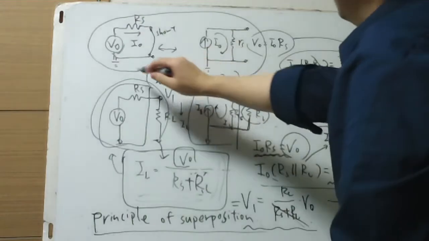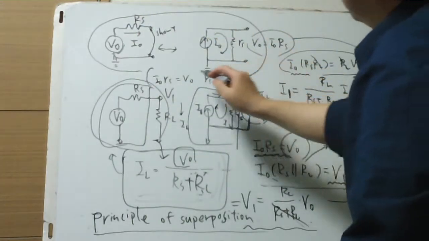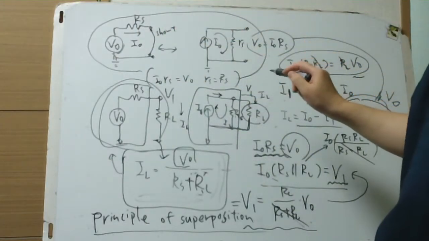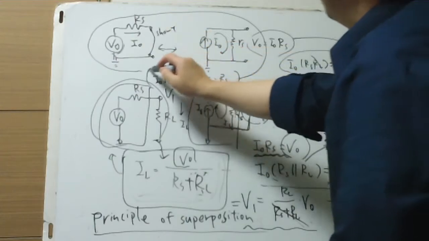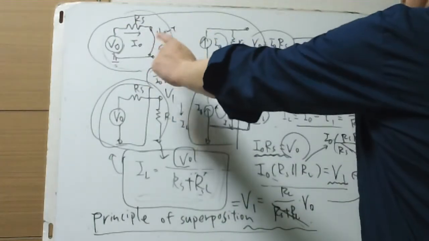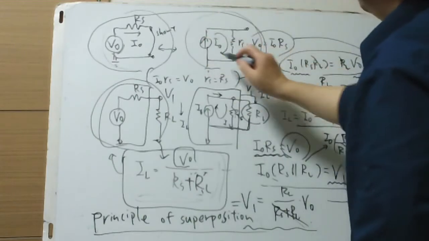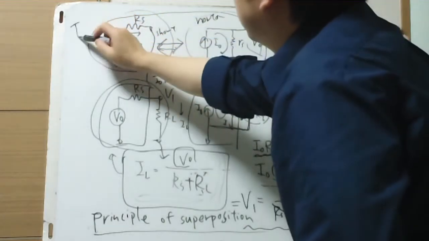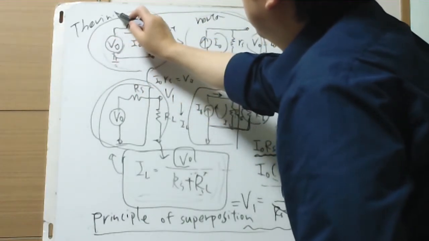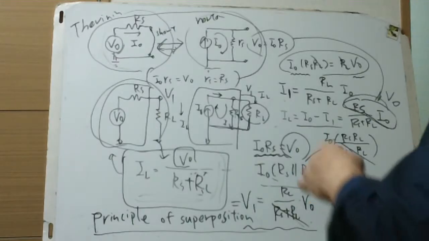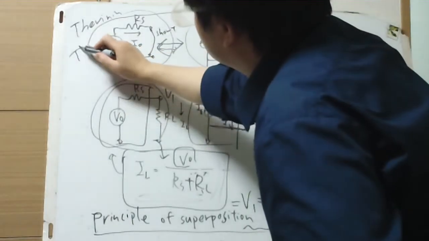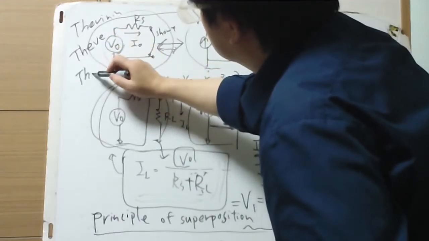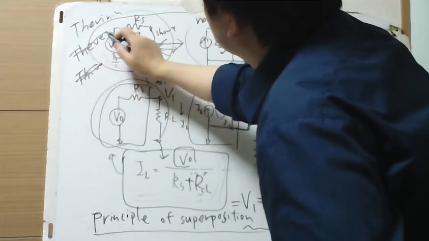So this is equivalent. This is not the Thevenin equivalent, or not equivalent. But this is the Thevenin equivalent. When this is the Thevenin equivalent of some circuit, this is said to be equivalent. This is Thevenin. Thevenin? I don't remember. Maybe this.